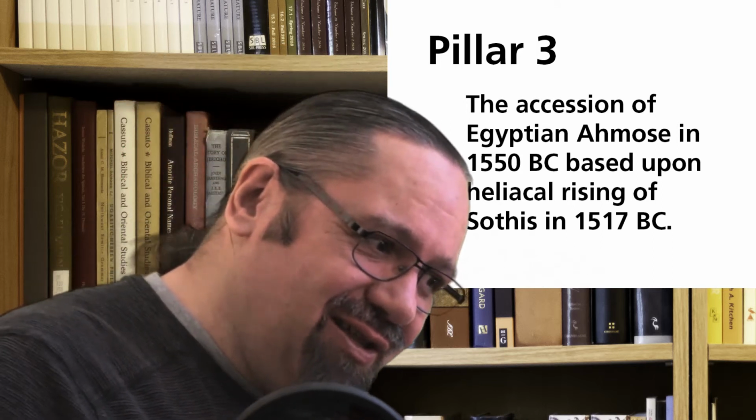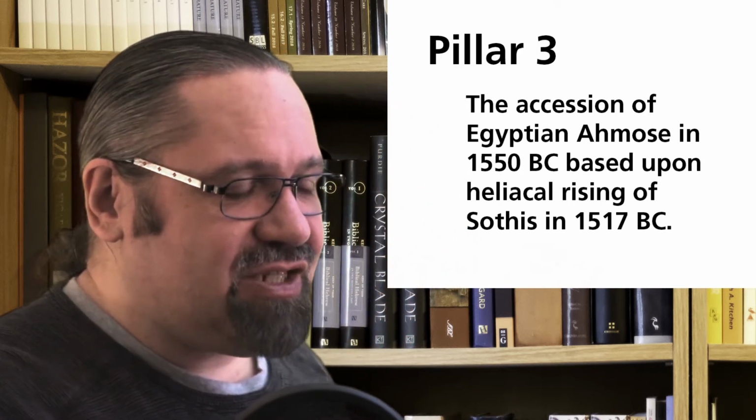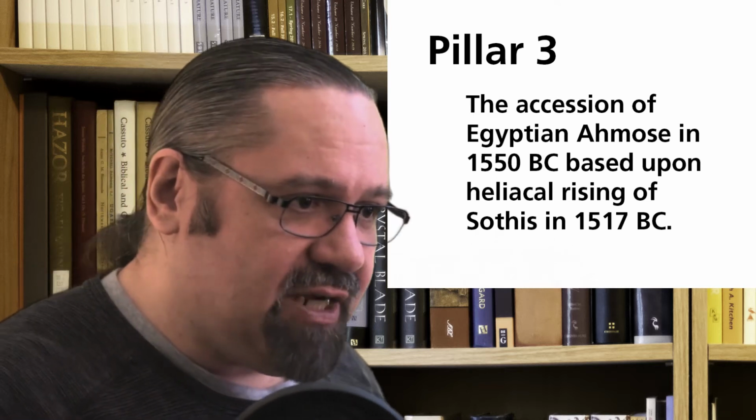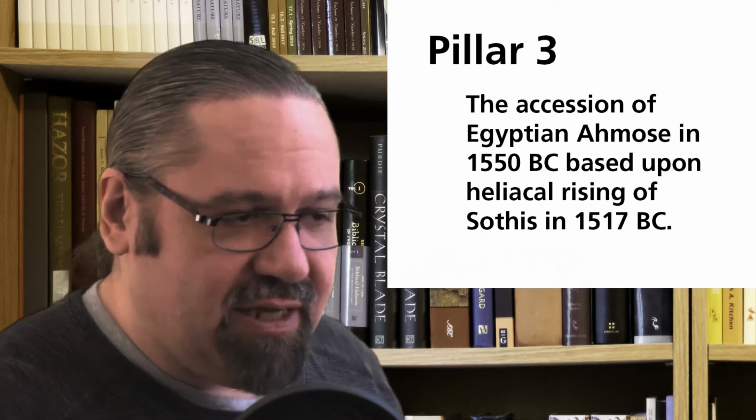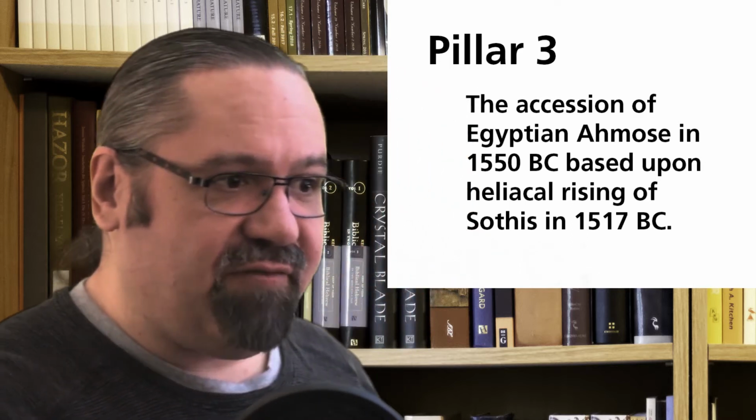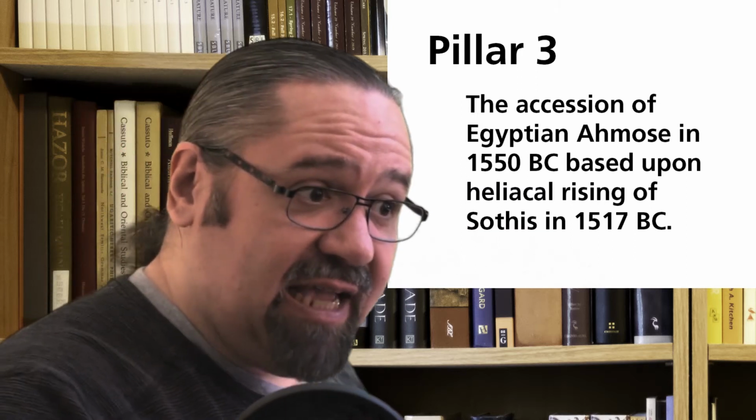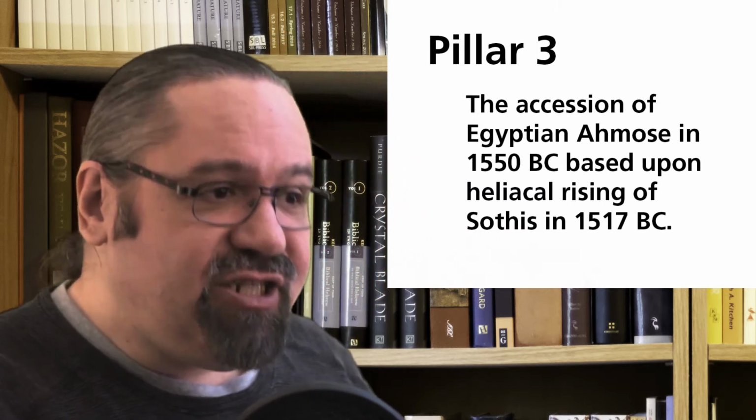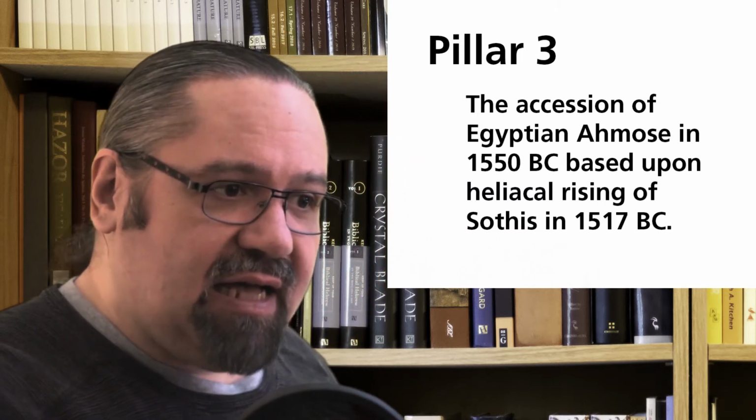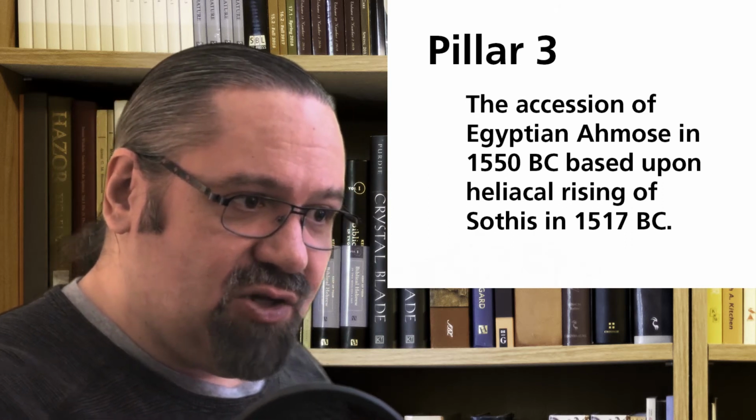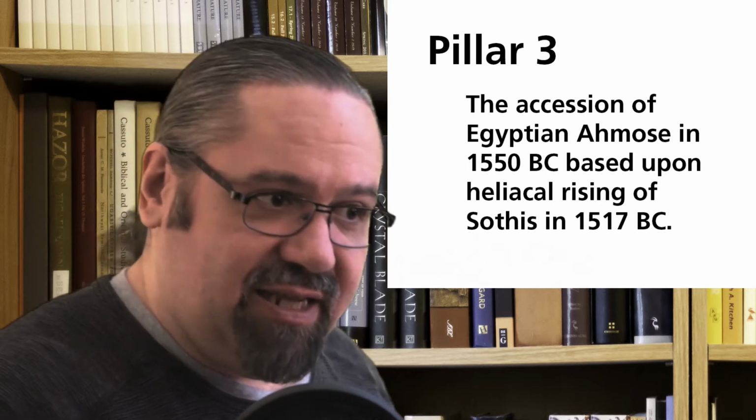The heliacal measurement is fraught with a bunch of conditions. Like, it depends. Where did you take the measurement from? Did you take it from Thebes? Did you take it from Memphis? Did you take it from Alexandria? That changes the date. And just the measurement alone has an error of plus or minus 8 years. So you could be out by 16 years easily.